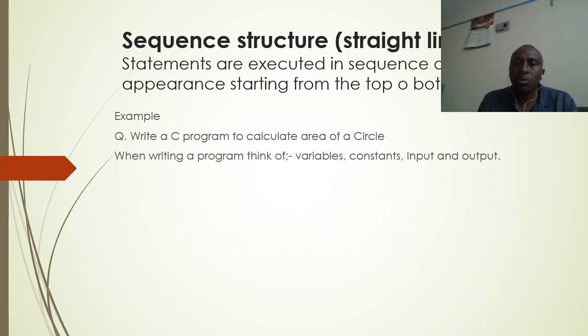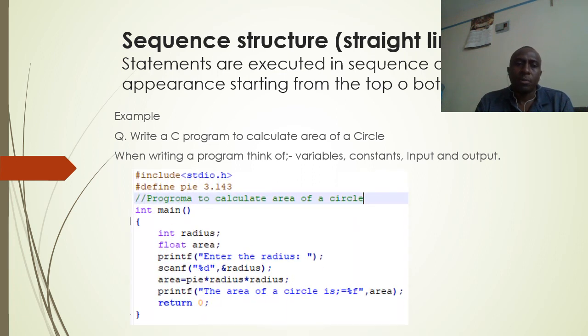When writing a program, there are three things that you should put in mind or consider. One is the variables that you need, that is the memory where you will store the data that you want to use in calculation. You think of constants, which are values that don't change during program execution, for example like pi, that one doesn't change. You also think of input and output, how you input data to your program and how you will output.